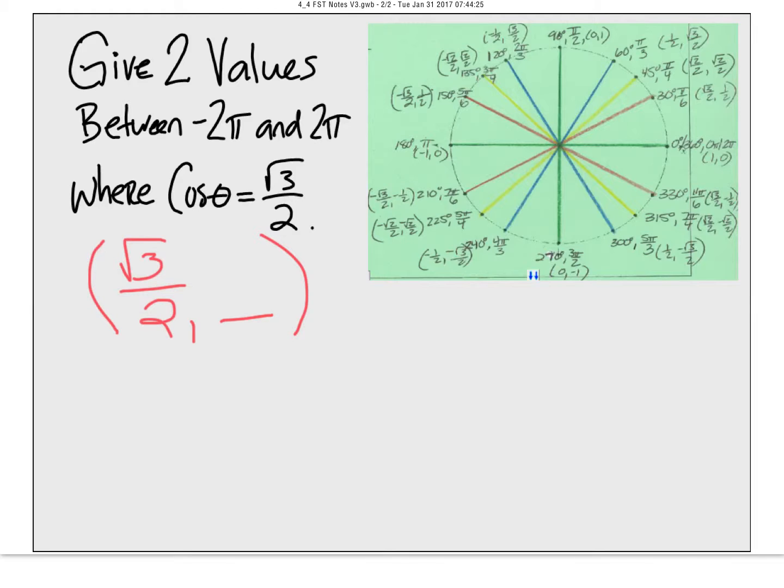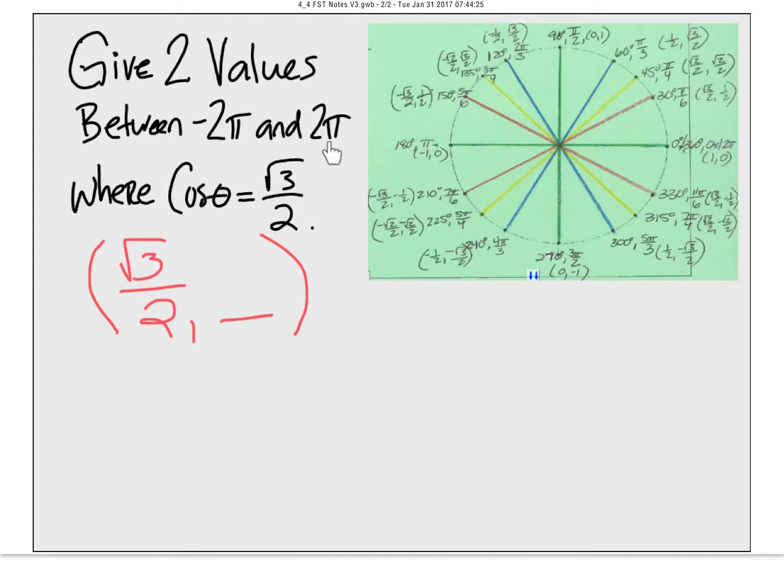Now they want to know if you were to rotate around the circle negative 2 pi, or from here go backwards 1 complete rotation, or if you were to go positive 2 pi, which would be forward 1 complete rotation, at what angles would you encounter the x value being the square root of 3 over 2?